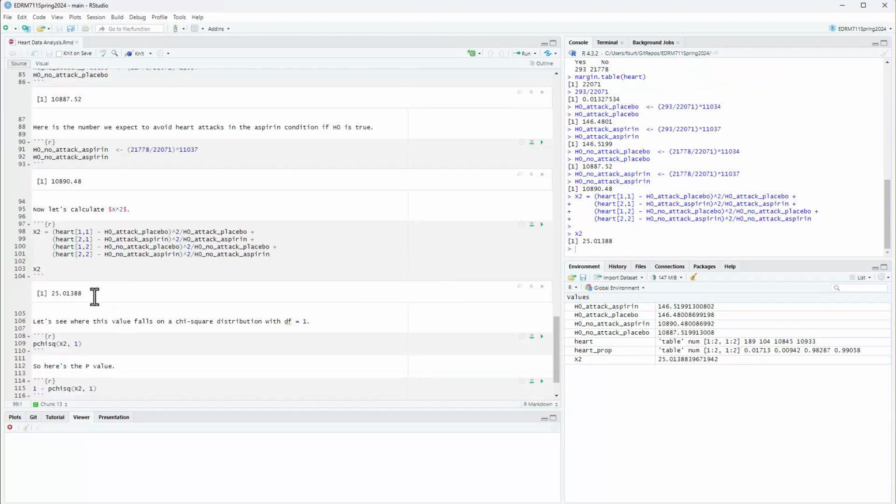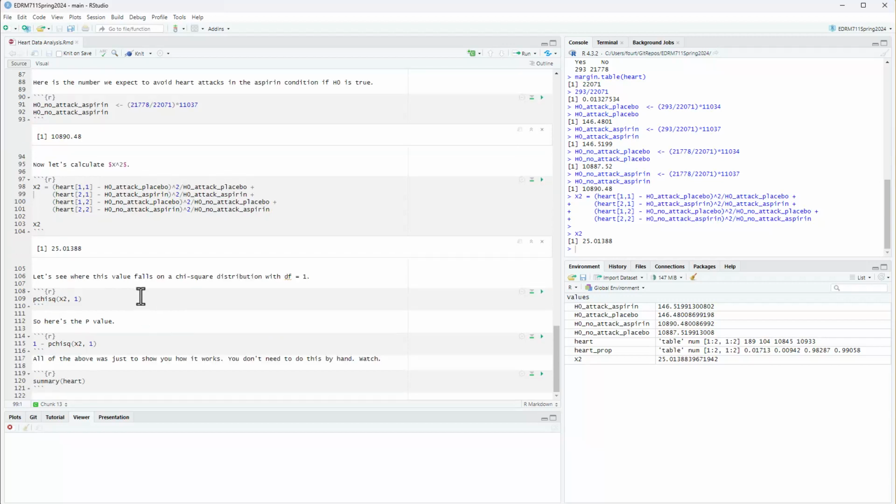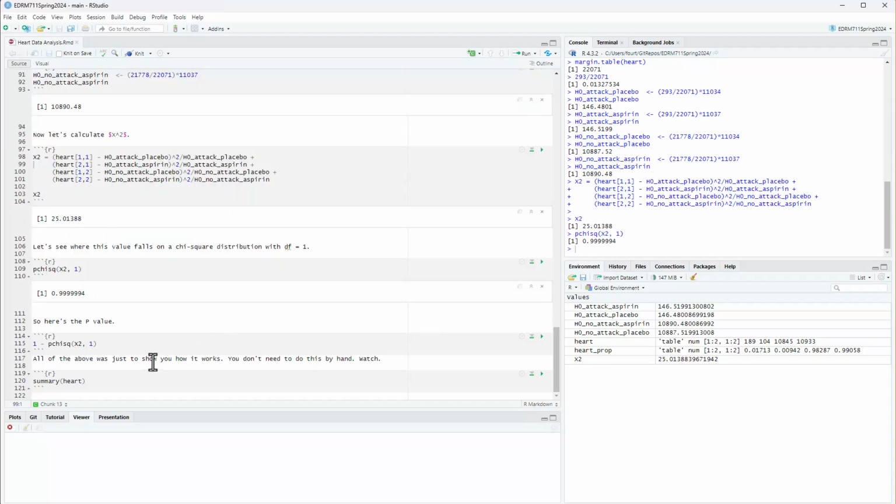So we ended up with 25 when we took observed minus expected squared divided by expected. Now, what is that 25? I've got to do 25 relative to something. What we're going to do it relative to is the chi-square distribution. So I'm going to see where this falls on a chi-square distribution. So where does it fall?